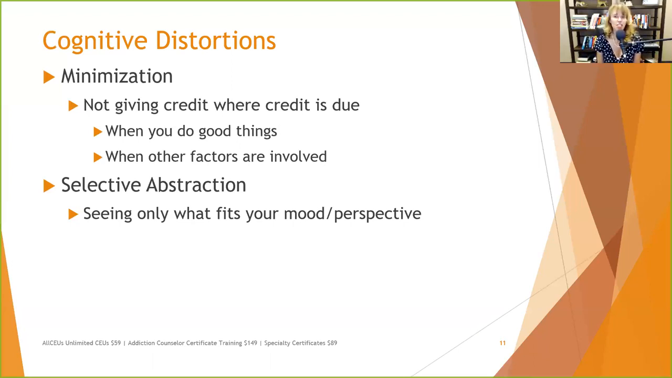And selective abstraction, seeing only what fits your mood or perspective. If you're in a bad mood and you think people are evil and awful and miserable, then when you go out, what are you going to notice? Are you going to notice the random acts of kindness, or are you going to notice the people that cut you off and take your parking space and do ugly, nasty things? And you can actually have clients practice this by flipping a coin and pretending one day to be in a really bad mood and see what they notice, and pretending on another day to be in a really good mood and see what they notice, and help them see that their mindset will impact what they pay attention to.